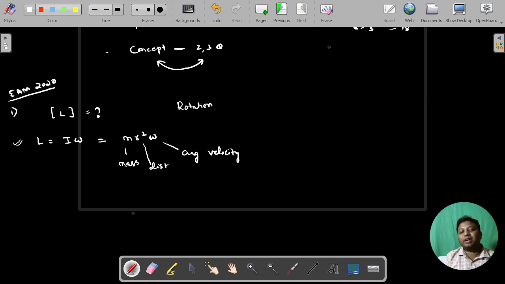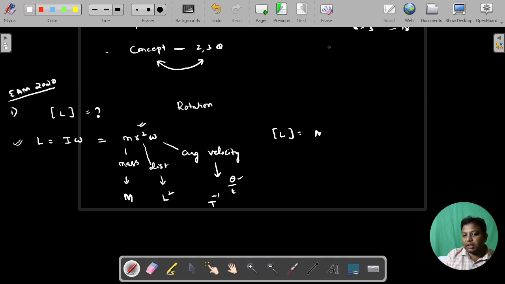They are asking us the dimensional formula. For mass the dimensional formula is M, for distance it is L. We are squaring here, so it is L square. Angular velocity means theta by t. For theta you don't have any dimensions, so it is simply T minus 1. The dimensional formula for angular momentum will be M L square T minus 1, and that's it. This is a previous year EAMCET question.